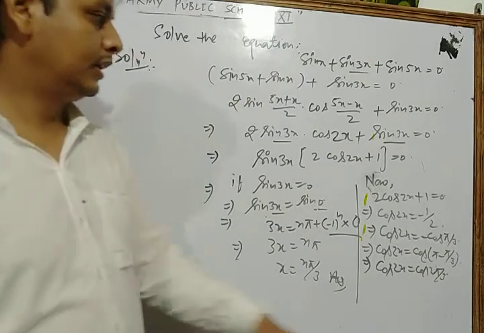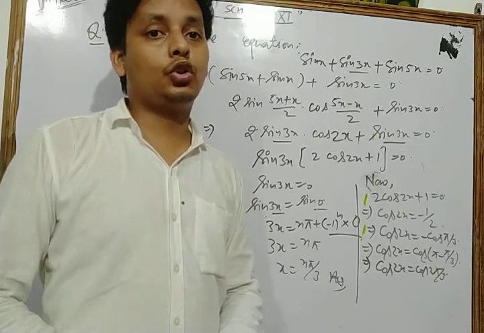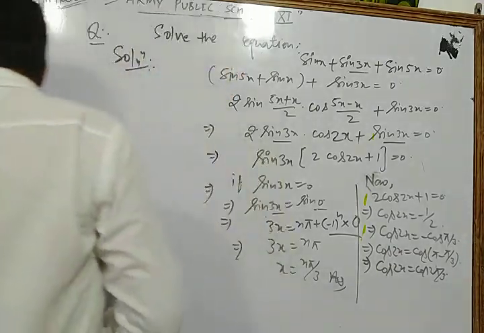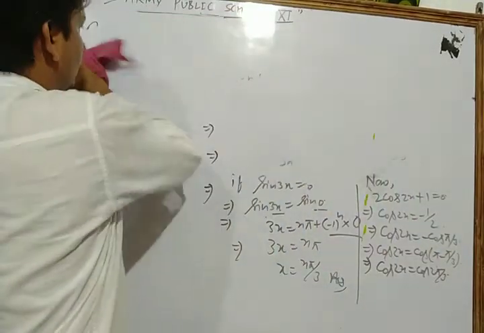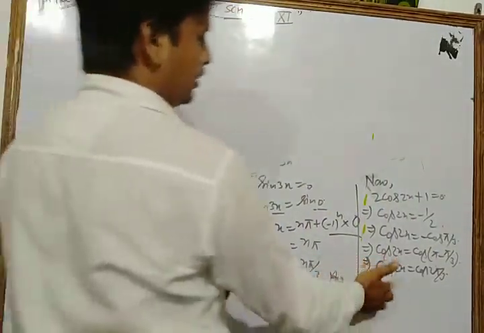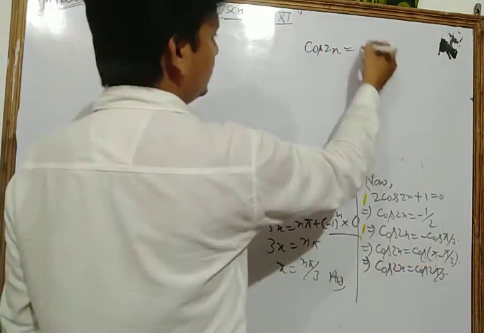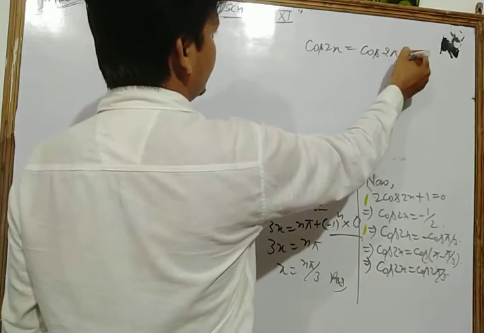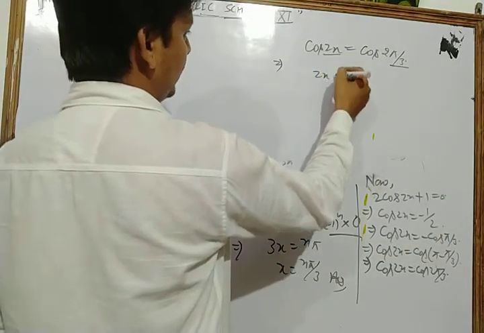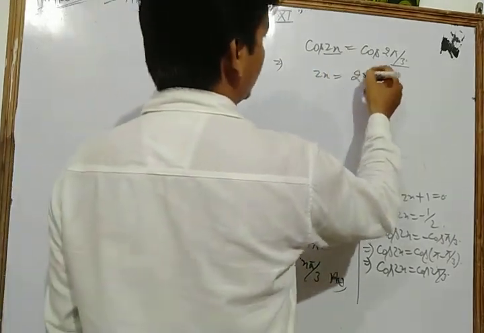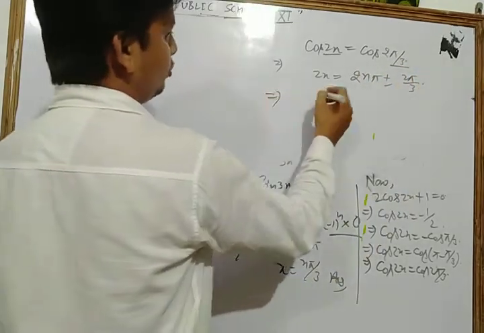Now dear students, this is the form of the trigonometric equation cos x is equal to cos alpha. So the general solution of that equation will be what? Here we have cos 2x is equal to cos 2 pi by 3, so that is cos x is equal to cos alpha. The general solution is 2x is equal to 2n pi plus minus alpha, meaning 2 pi by 3. So the value of x is what?